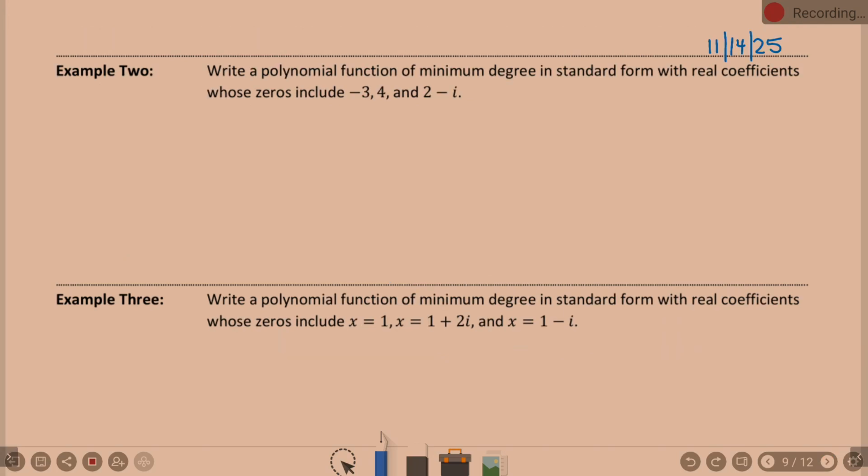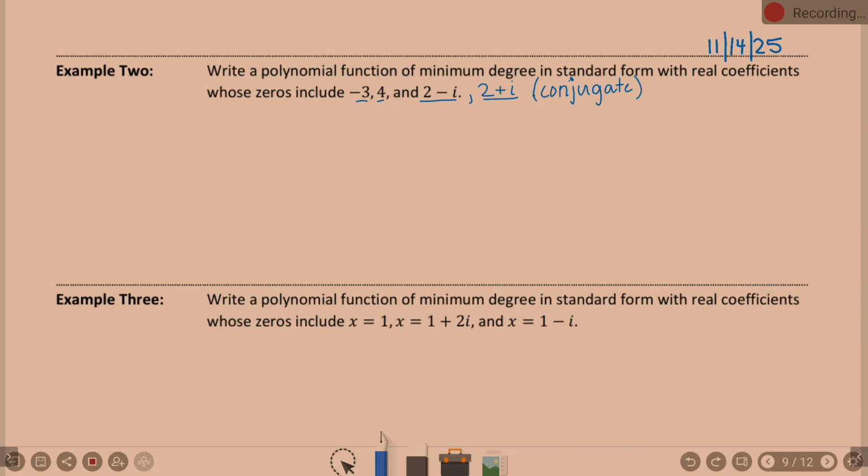So if they give you 1, you also have to know, hey, I need the conjugate. Since we did this last year, since they gave me 2 minus i, then we also have to use 2 plus i, and that's because it is the conjugate. So what degree is this going to end up being then? Degree 4, because I have 4 zeros listed.